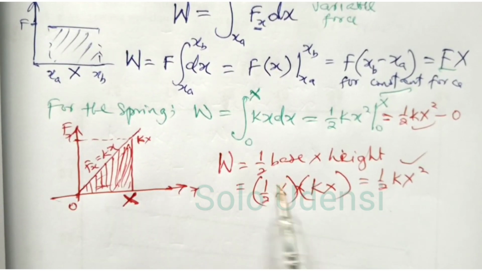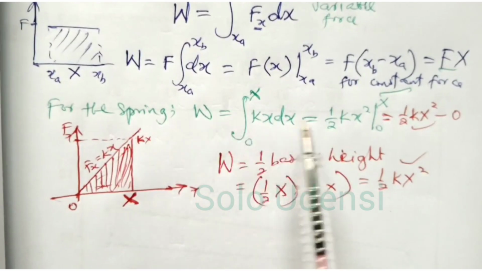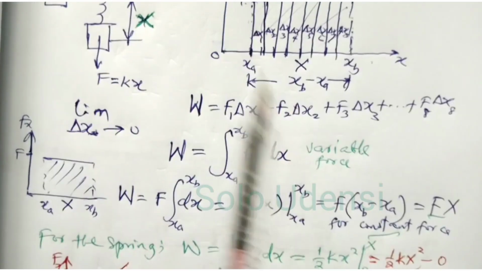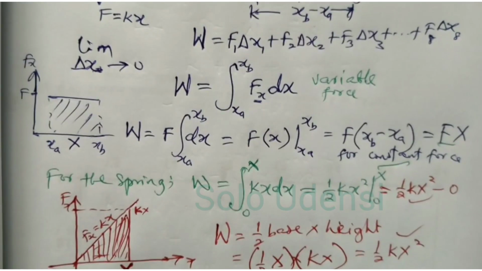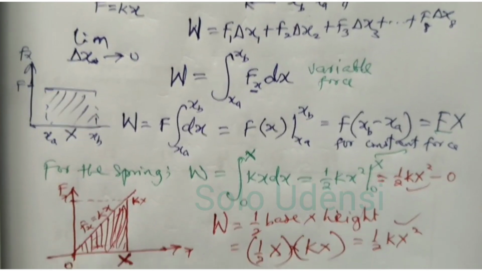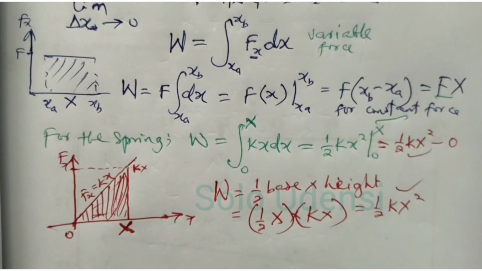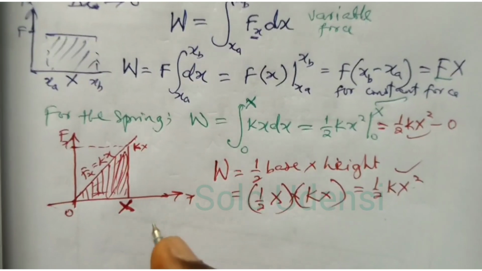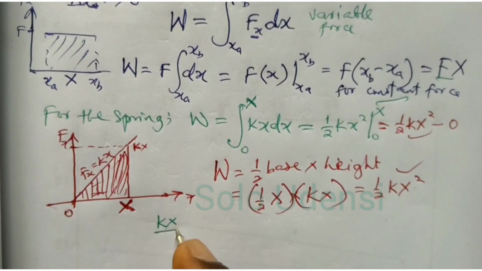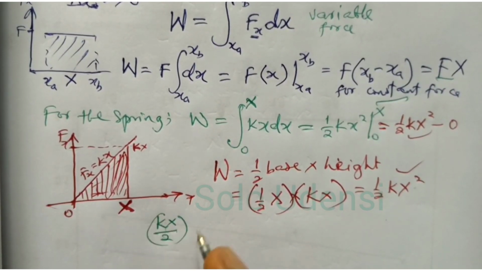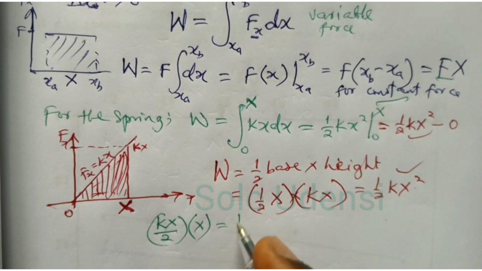Graphically, this is how to do it, but if we do it using the integration method, that is what we will have. What this is just telling us is that the work done is equal to the product of the average force and the displacement. The average force here, kX is the force, the average force is half of this, then times displacement, so that we have half kX squared.